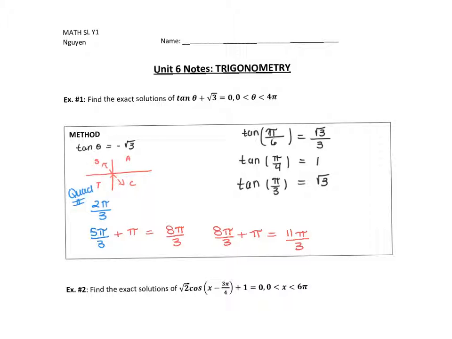Can you go any further with that? Can you add another pi and be within your domain? No, no. And if I added a pi to 2 pi over 3, I just end up with 5 pi over 3, so I don't have to add a pi. You don't want to subtract because, again, you'll be outside of your domain since you're from 0 to 4 pi. So you have 4 answers in this interval.